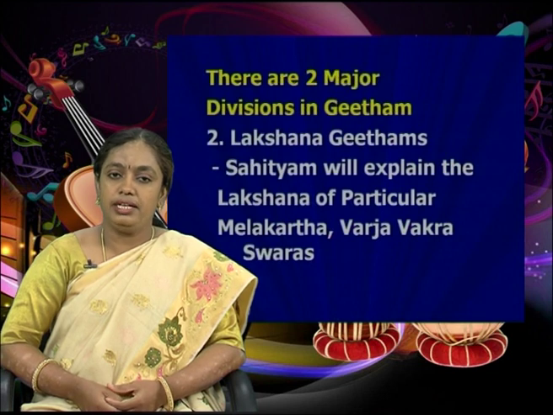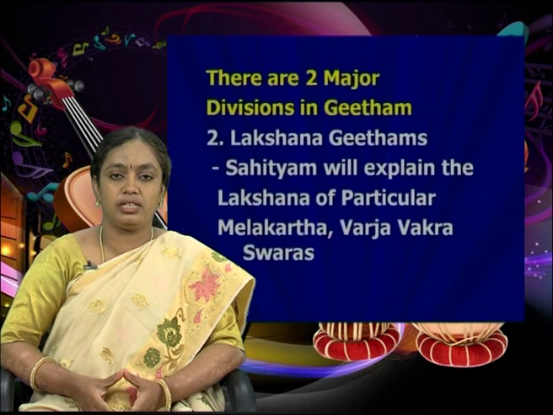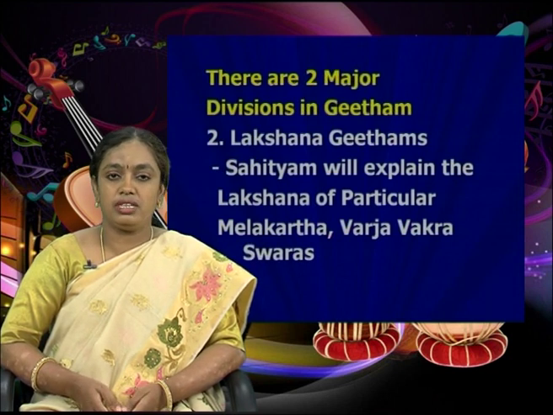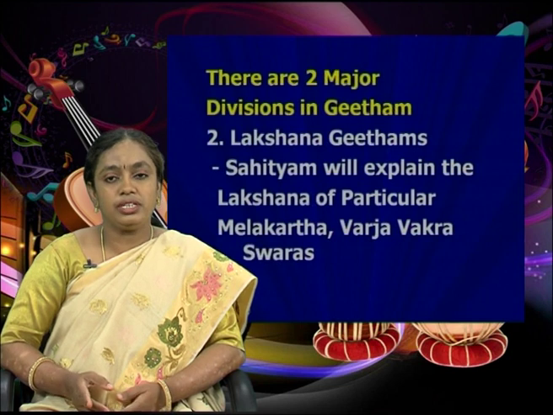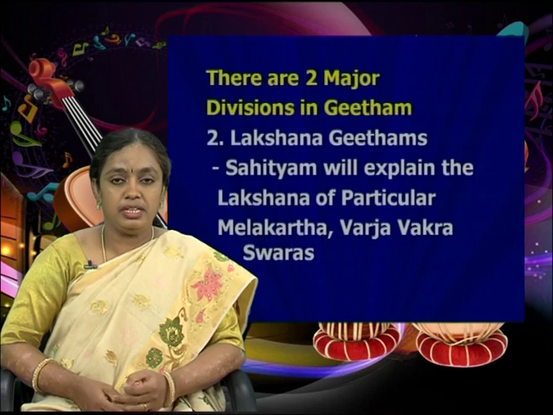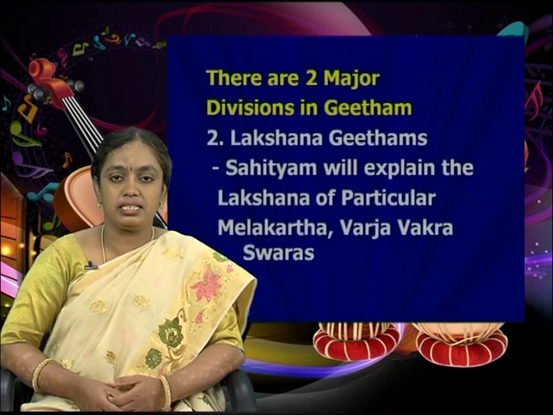That is, in some Geethams the composers have explained what are the Varja Swaras and Vakra Swaras. Varja Swaras means missing Swaras, Vakra Swaras means the twisting of the Swaras. Varja Swaras means, if it is Sa Ri Ma Pa Da Sa, Sa Da Pa Ma Ga Ri Sa, we find that in Sa Ri Ma Pa Da Sa, the Ga is missing in the Arohana, and in Sa Da Pa Ma Ga Ri Sa, Ni is the missing swara.